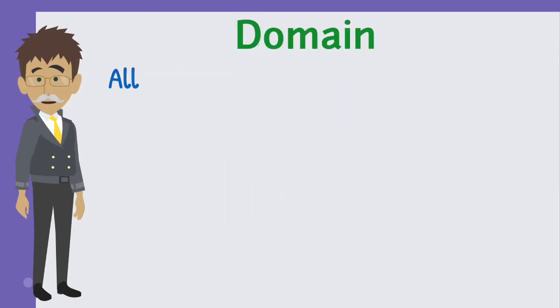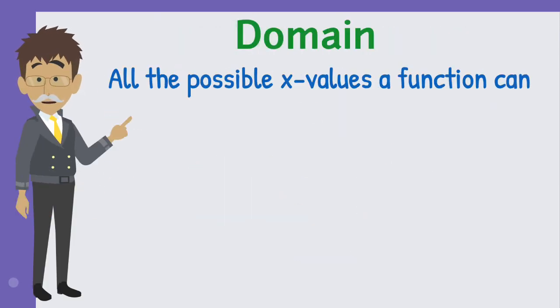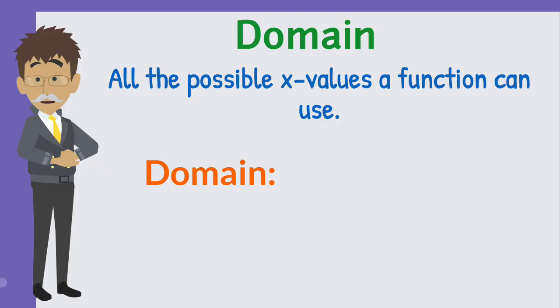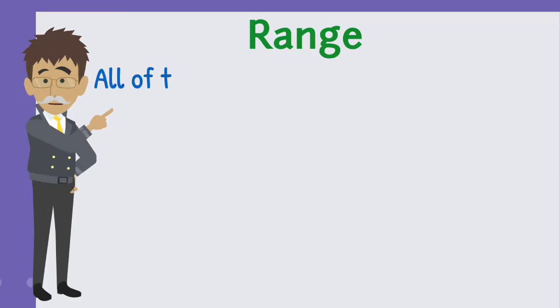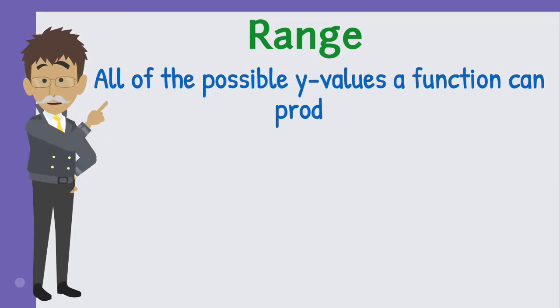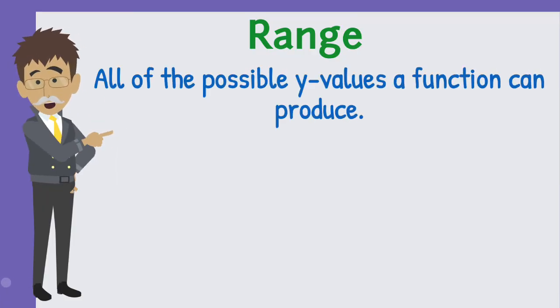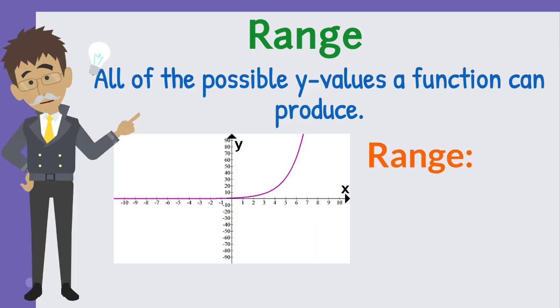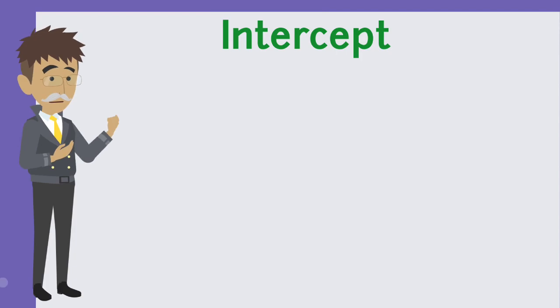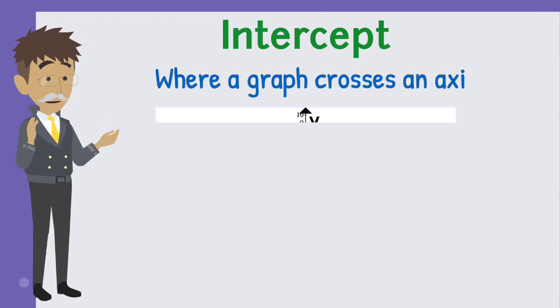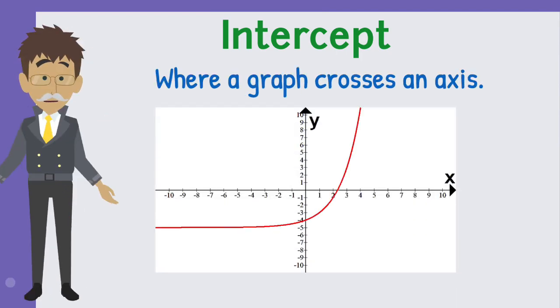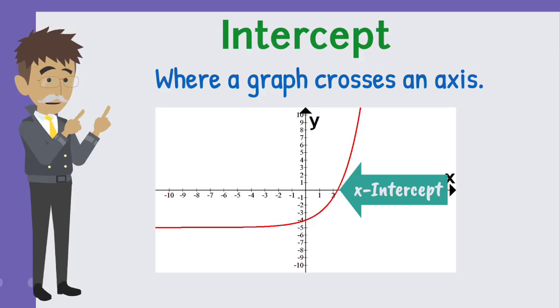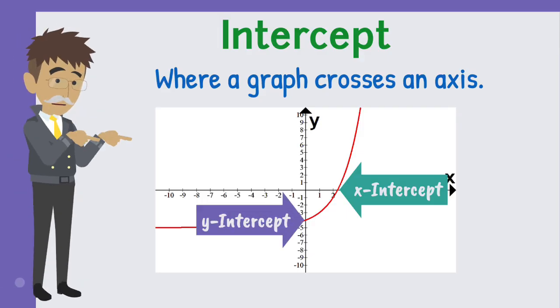Domain. All the possible x values a function can use. Exponential functions can use any real x value. Range. All of the possible y values a function can produce. The base exponential graph stays above 0, so y is always positive. Intercept. Where a graph crosses an axis. The x-intercept is where the graph crosses the x-axis, while the y-intercept is where it crosses the y-axis.